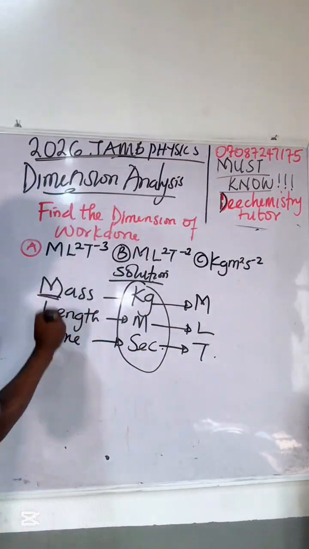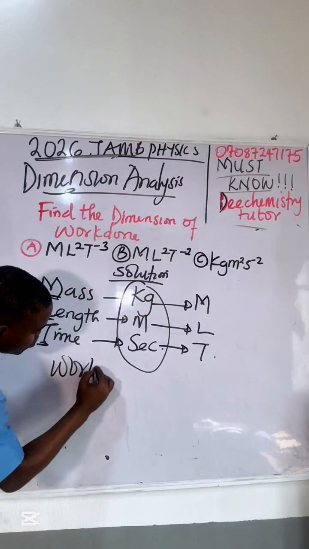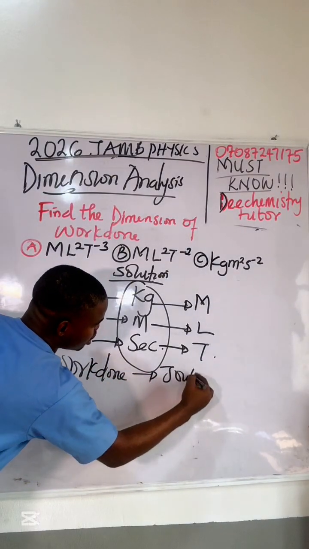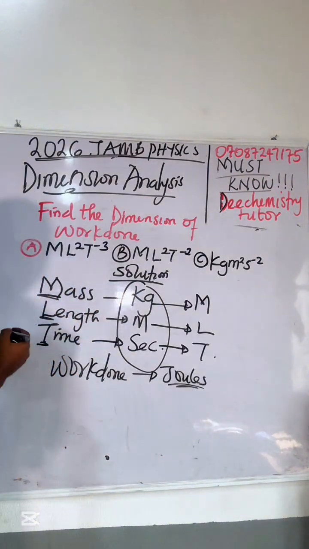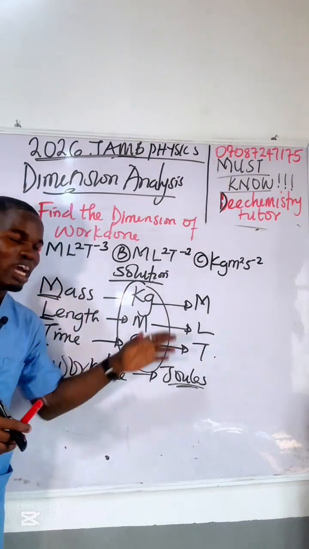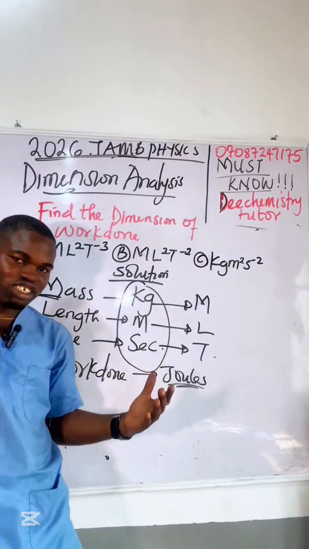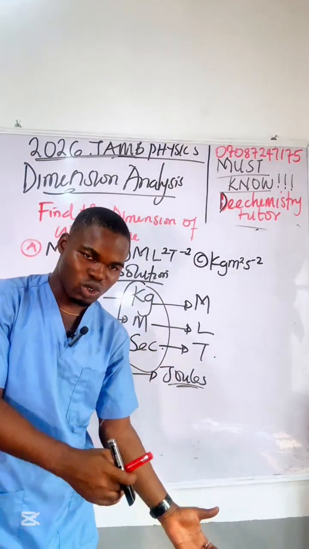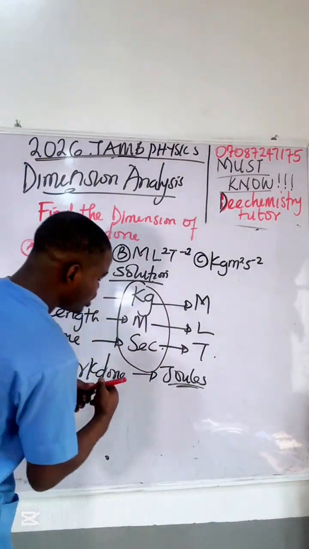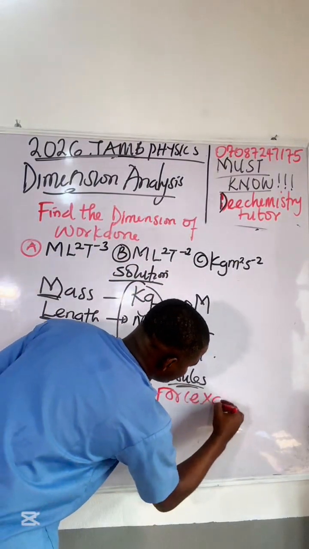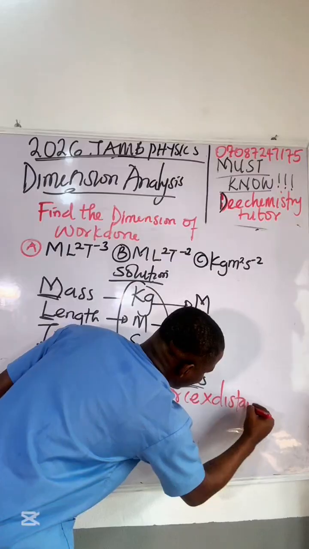So now the question is work done. All of us know that the unit is the joule. Everybody knows that. But that's not where we're going, because you cannot get the dimension from just joules. You must be able to break it backward: where is that joule coming from? Literally, we say work done is force times distance.